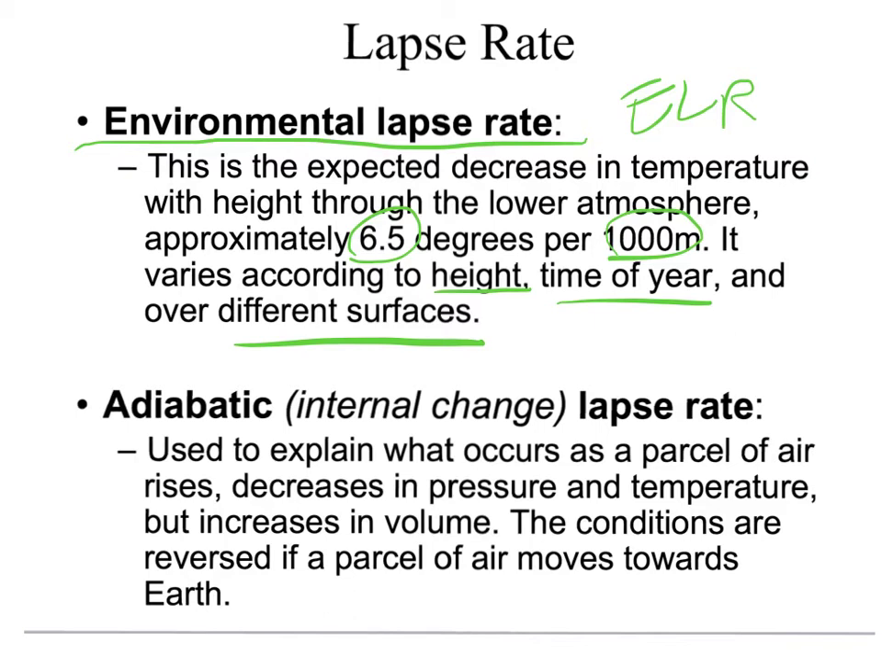So let's bring in this idea of the adiabatic lapse rate. It's used to explain what occurs as a parcel of air rises: a decrease in pressure and temperature, but an increase in volume. So it's what we've said about cloud formation in general, that to get a cloud you need warm rising air, which is expanding and therefore taking up more volume in the air, and therefore it's less dense, and therefore it rises.